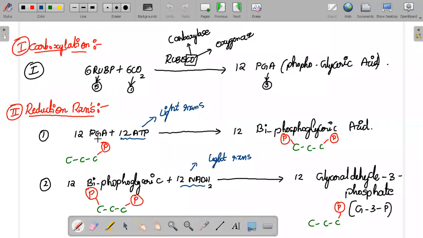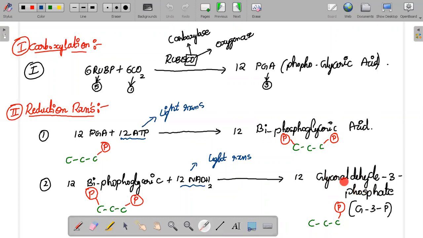So, reduction reactions: 12 PGA molecules, 12 ATP molecules. We got the ATP from the light reactions, leading to the production of the 12 molecules of biphosphoglyceric acid. Second, in the reduction reactions, 12 molecules of biphosphoglyceric acid are mixing with 12 NADH2 molecules. See the point here: for every one biphosphoglyceric acid, one NADH2 molecule is utilized, same as the 12 ATP molecules. The 12 NADH2 molecules react with the biphosphoglyceric acid and lead to the production of glyceraldehyde 3-phosphate.